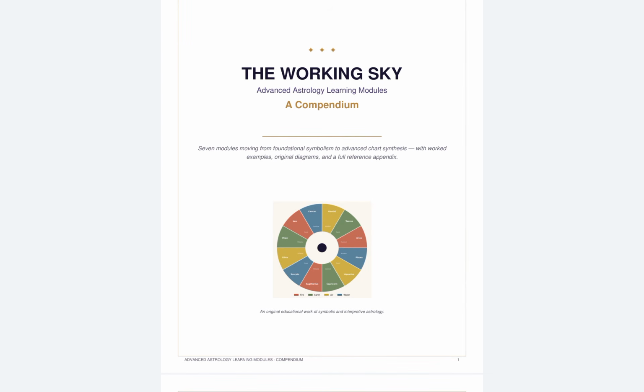King Sky, Advanced Astrology Learning Modules, a compendium. 7 modules moving from foundational symbolism to advanced chart synthesis with worked examples, original diagrams, and a full reference appendix. An original educational work of symbolic and interpretive astrology.